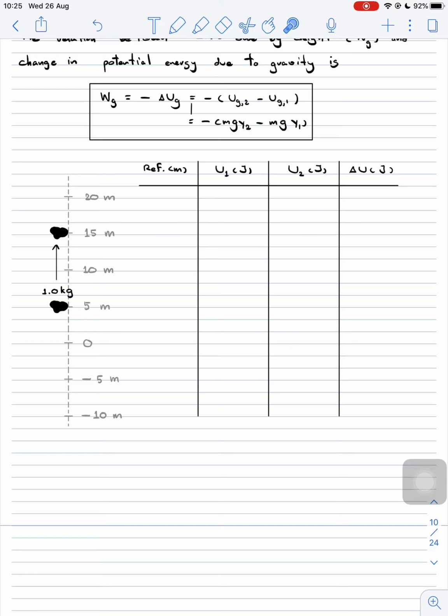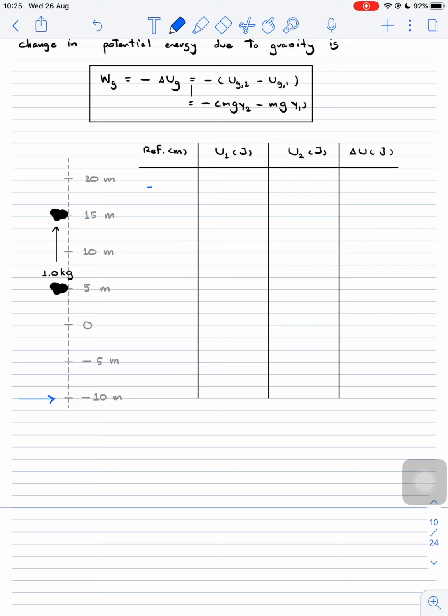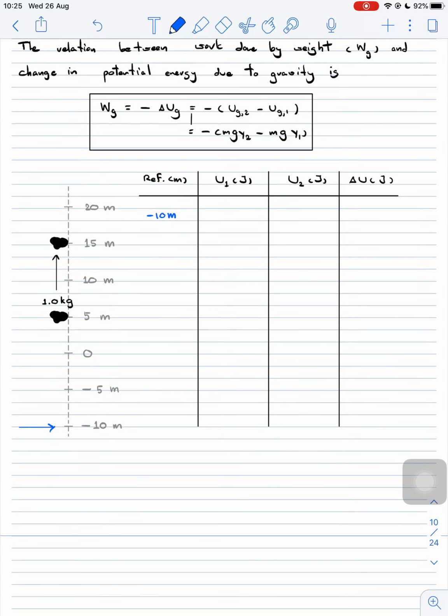First of all, let's make the reference level negative 10 meter. Negative 10, let me use the blue one. So if the reference level is at negative 10 meter, let's compute U1. U1 equals mg times y. The mass equals 1 kilogram, and for g let me just use 10 so we can calculate quite easily. The y1 is the displacement from the initial position to the reference level. So in this case, y1 is equal to what? It's equal to 15 meter.